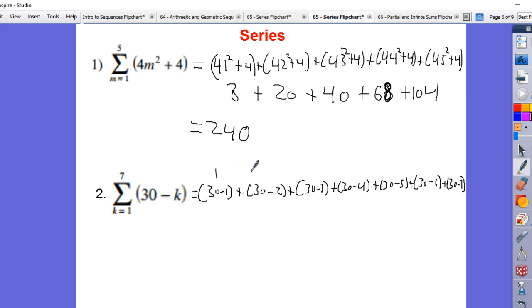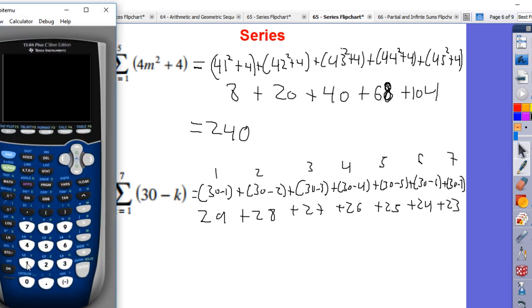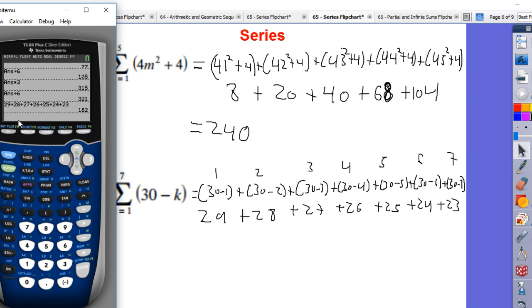This is the first term, the second term, the third term, the fourth term, the fifth term, the sixth term, and the seventh term. This is essentially 29 plus 28 plus 27 plus 26 plus 25 plus 24 plus 23. We can always add this up. 29 plus 28 plus 27 plus 26 plus 25 plus 24 plus 23 is 182.